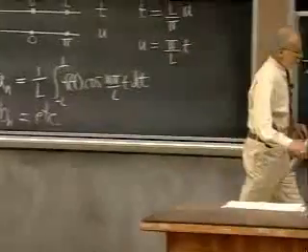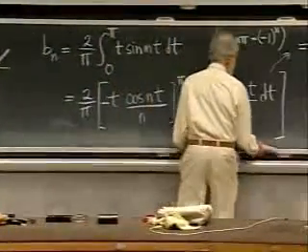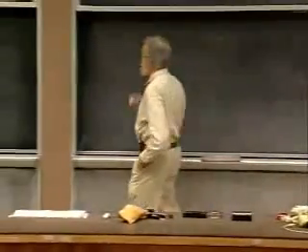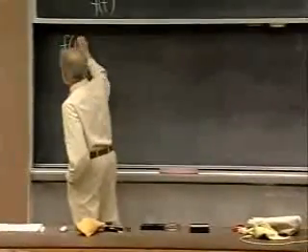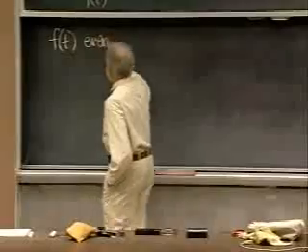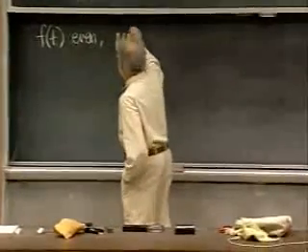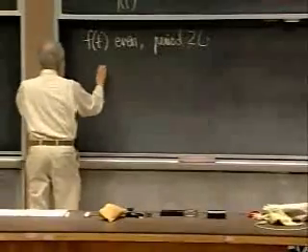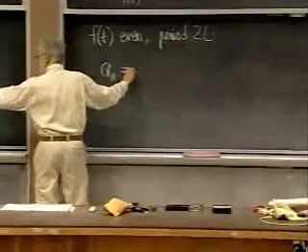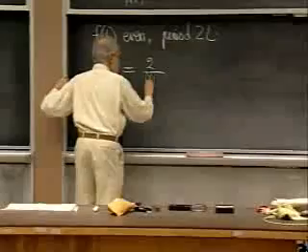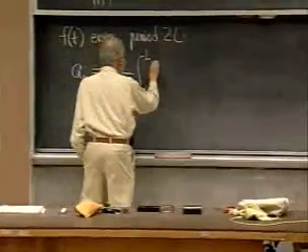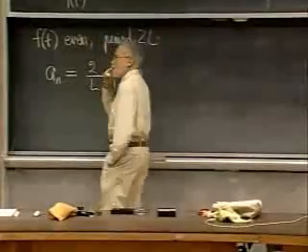And the same even-odd business goes too, so that if f of t, for example, is even and has period 2L, then the best formula for an will not be that one. It will be 2 over L, where you integrate only from 0 to L, f of t cosine of n pi t over L dt.